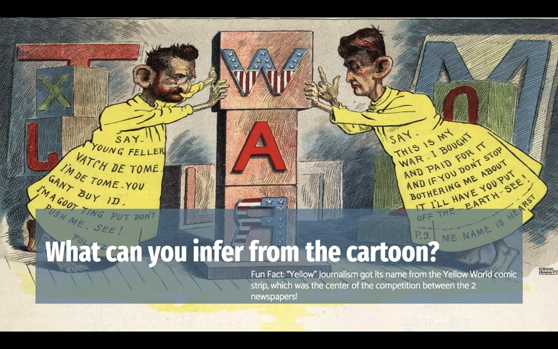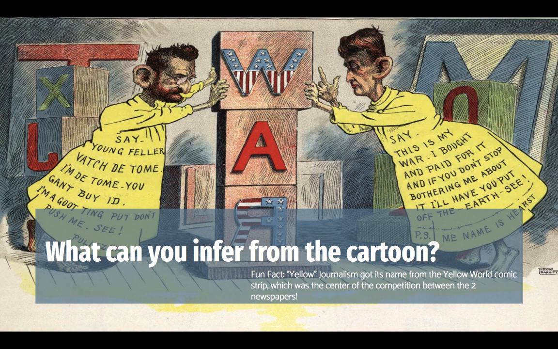Looking at this cartoon, what can you infer about the cartoon? I'm going to have you think about that as I talk about this fun fact here. So, fun fact, why is this called yellow journalism? Donald Trump now refers to it as fake news. Essentially it's kind of the same thing, because it's exaggerated and stuff like that.